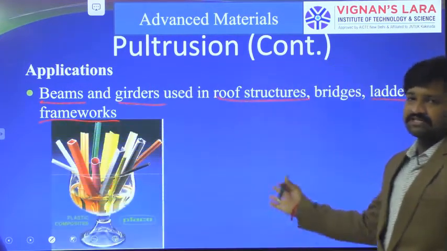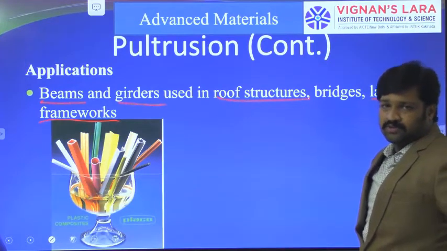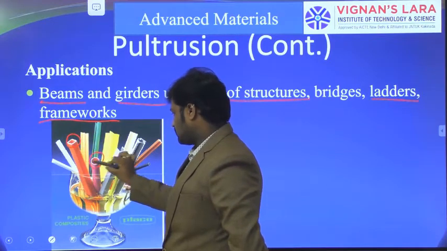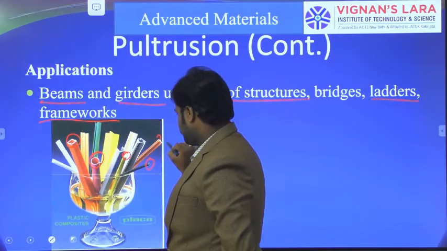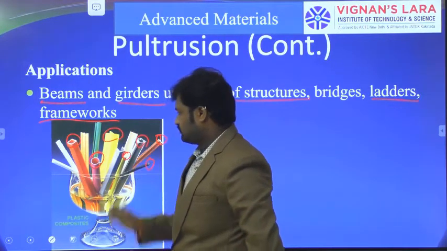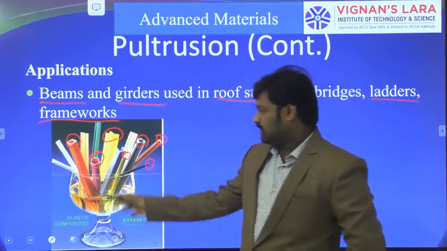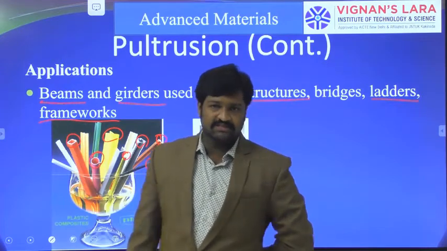These are the various cross sections of our pultrusion process. As we observe, here we have various cross section profiles, all having a uniform cross section throughout the length. By means of this we can produce various components.